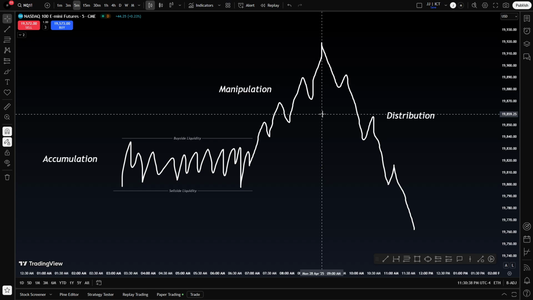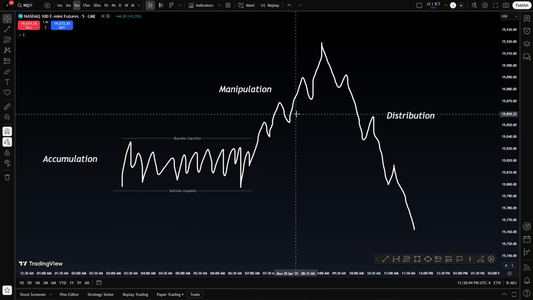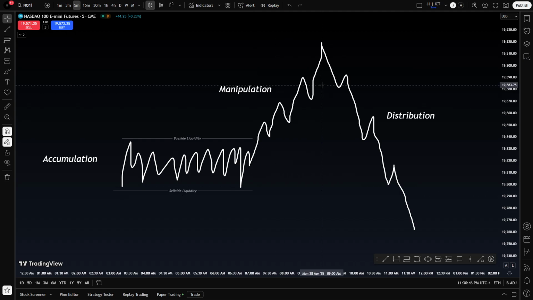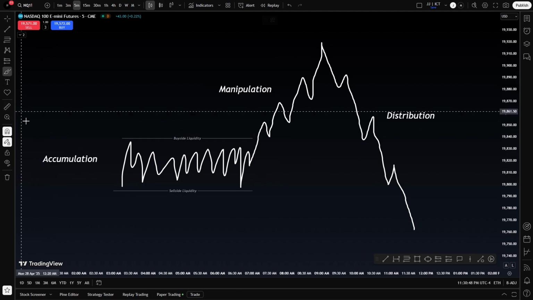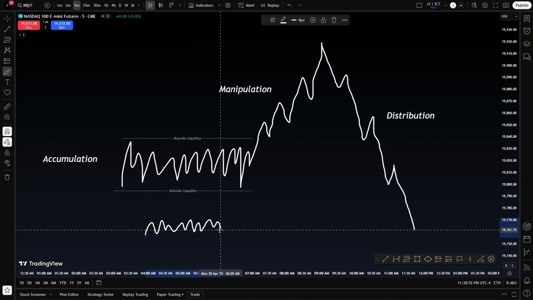It's close to impossible because sometimes price won't even manipulate like how I drew it. I'm just drawing it to show you how it looks. Sometimes what it'll do is it'll move back and forth, back and forth, right?